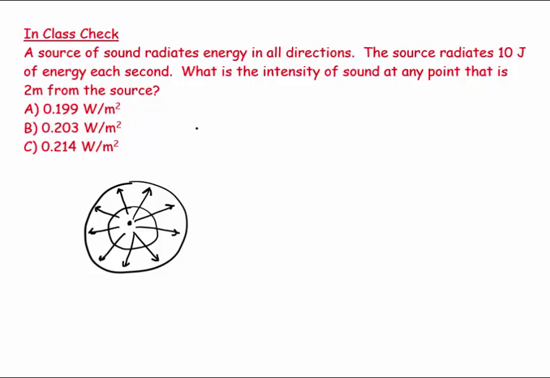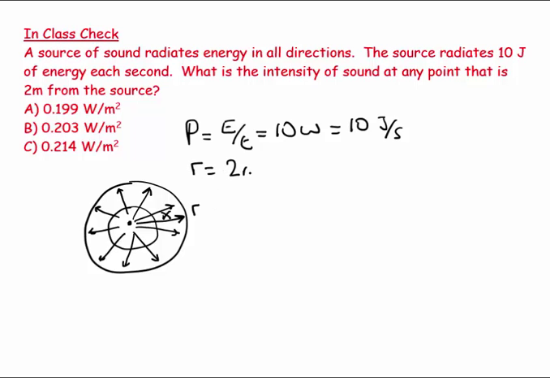So what am I given here? I'm given the source of sound's energy per second, and so my power, which equals my energy per second, equals 10 watts, because it's 10 joules per second. They named the joule per second after Watt. And then we have the distance. So this is my R, let's call it R. So R is equal to 2 meters.